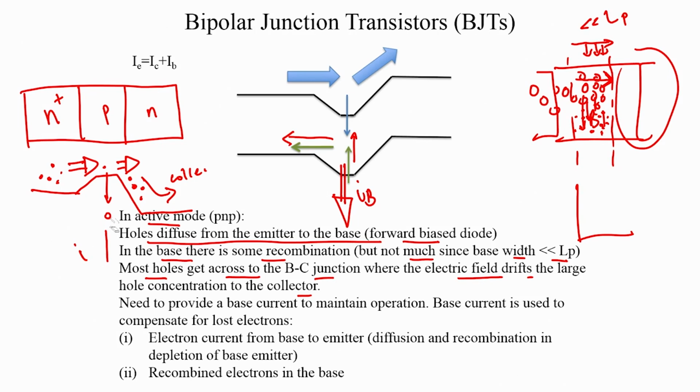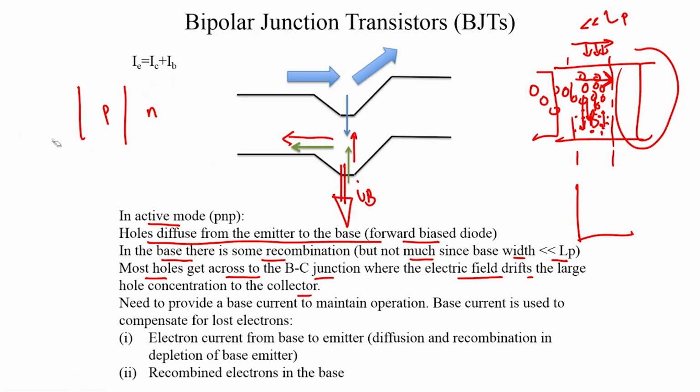So we discussed both the PNP as well as the NPN operation in active mode. We are only looking at active mode. At equilibrium we know what the band bending diagram is. I am paying special attention to active mode operation, although we will derive the general current voltage characteristics.